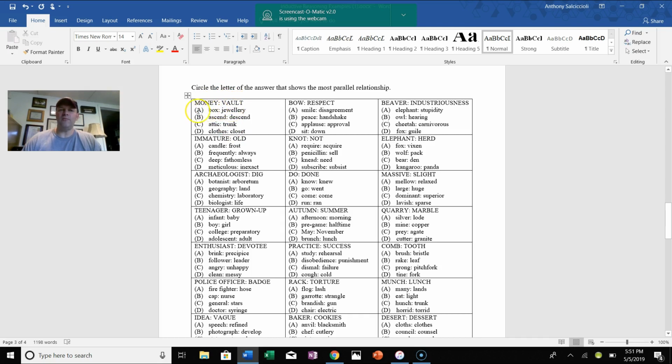Box doesn't go in jewelry. I'm going to deduce it's not A. Ascend, descend. Now these seem to be opposites. This is not. So I'm going to deduce it's not B. Attic, trunk. Now you don't put an attic in a trunk. You might put a trunk in an attic. But you do put clothes in a closet, just like you put money in a vault. Therefore, deducing these, it is D.